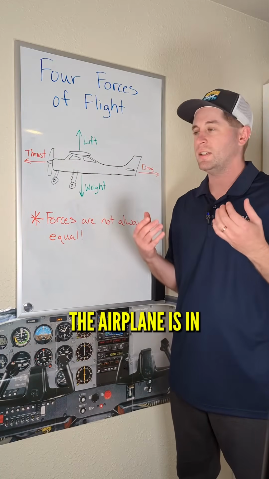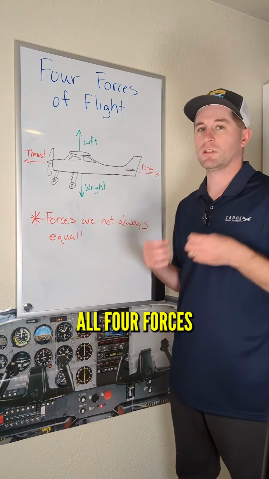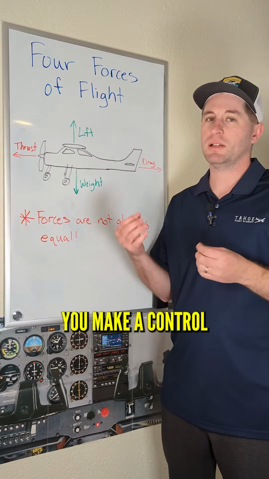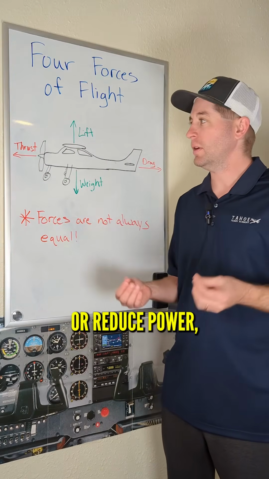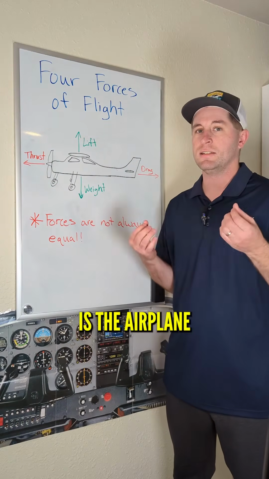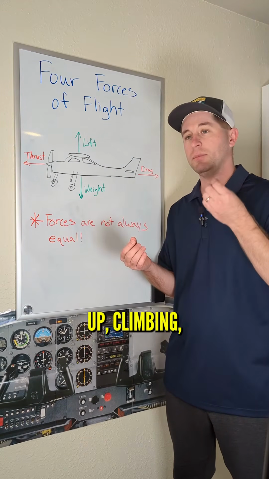Now, when the airplane is in straight and level flight, all four forces are relatively balanced, and the airplane is said to be in steady state flight. But anytime that you make a control input or add or reduce power, then you are increasing or decreasing one of these four forces. And the net result of that is the airplane slowing down, speeding up, climbing, turning, or descending.